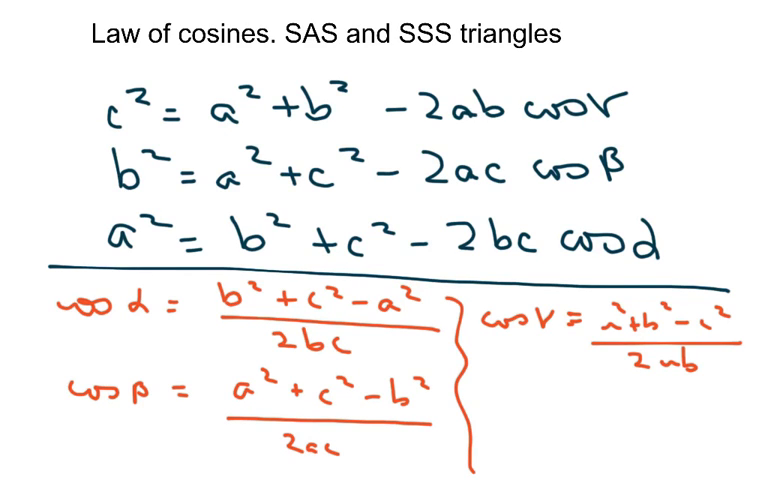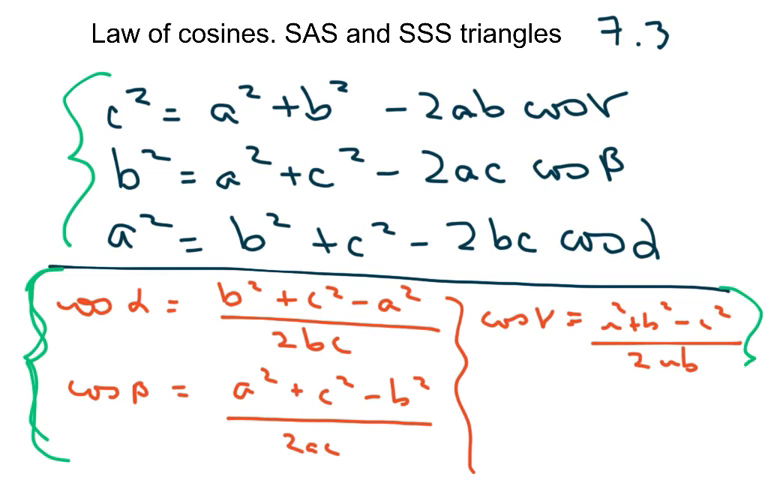Okay, this is the law of cosines for side-angle-side and side-side-side triangles, section 7.3. In this case there are no hard problems like we had with the ambiguous case of the law of sines. It's pretty straightforward. Keep in mind your book gives you these formulas here, and they've put this part off to the side.